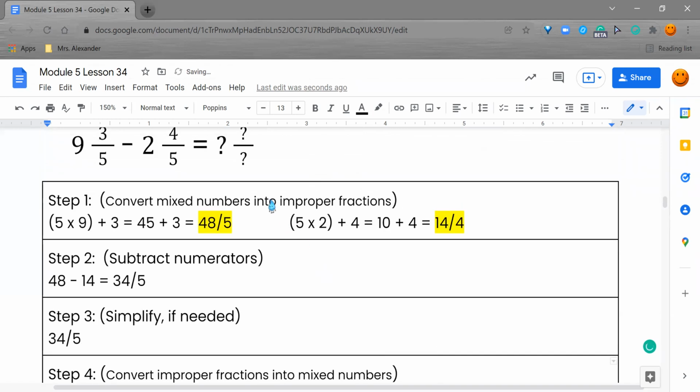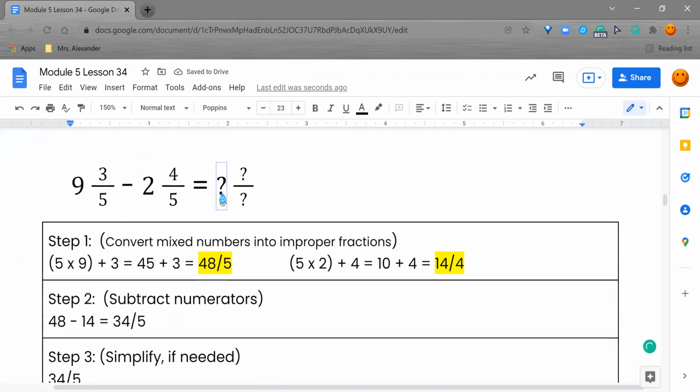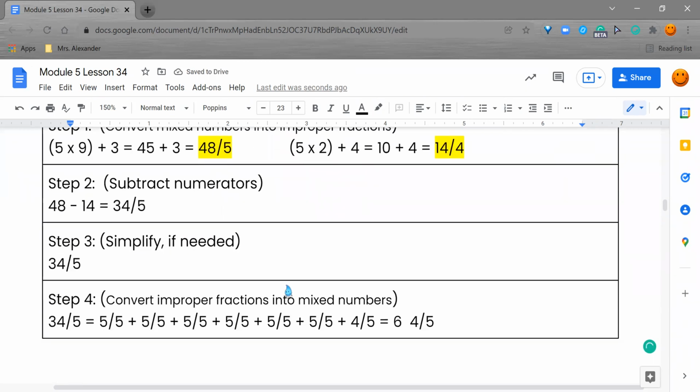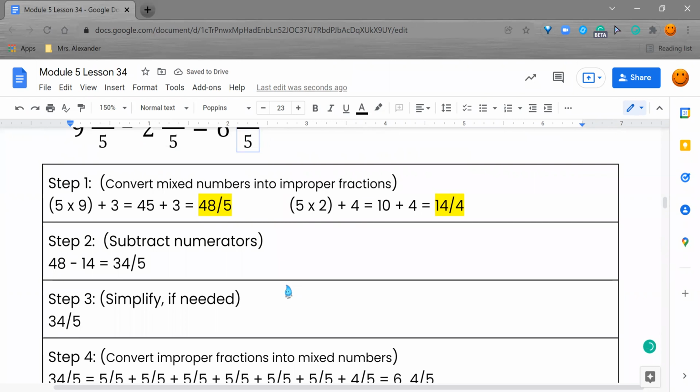So I'm going to quick jump up here and I'm going to write it in. 6 and 4/5. So that is the answer to this problem.